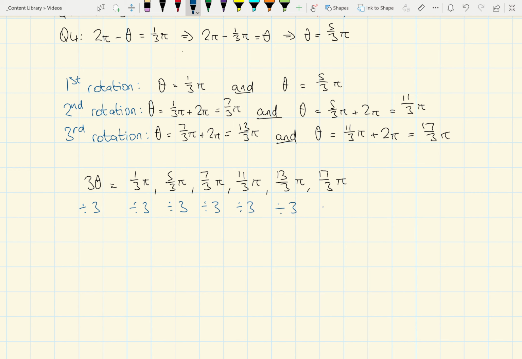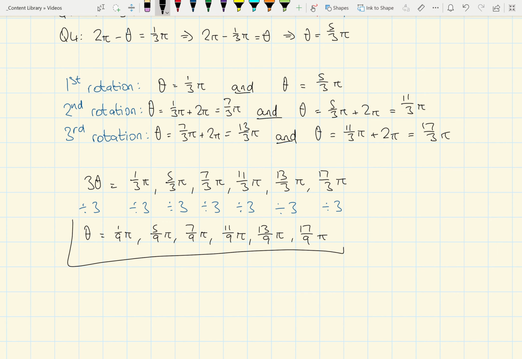Okay, so our last step now, you're going to get theta is equal to 1 over 9 pi, 5 over 9 pi, 7 over 9 pi, 11 over 9 pi, 13 over 9 pi, and 17 over 9 pi. And that's us done. There's our solutions.